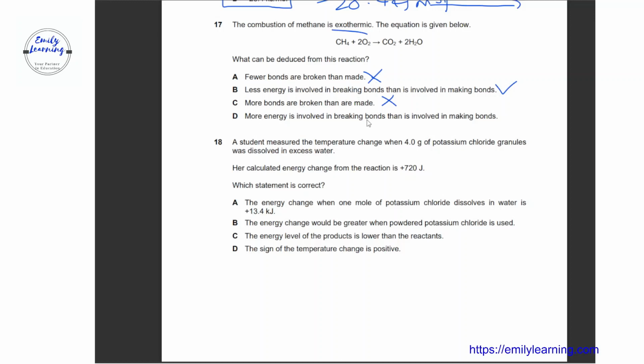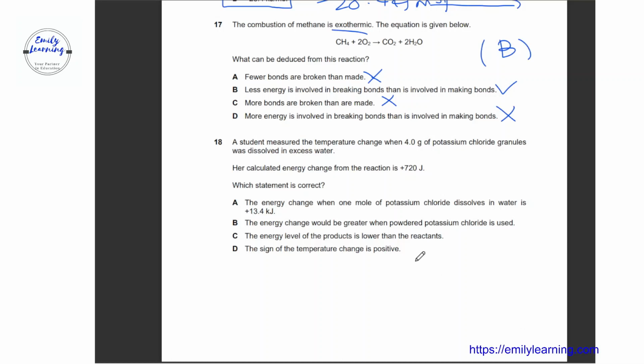More energy is involved in breaking bonds than is involved in making bonds? No. So less energy. If more energy is involved in breaking the bond, then it will be endothermic. So this is out. So the answer for 17 is B.